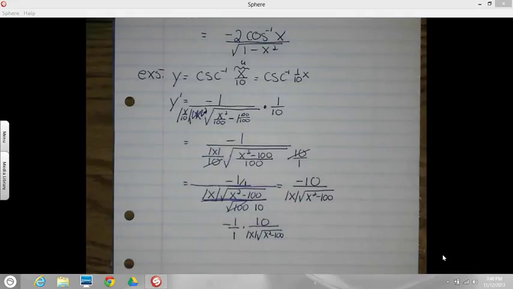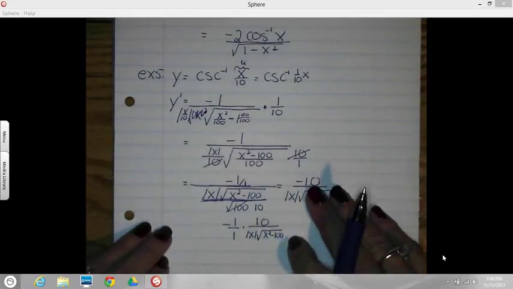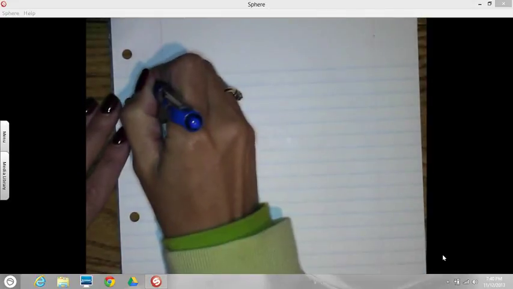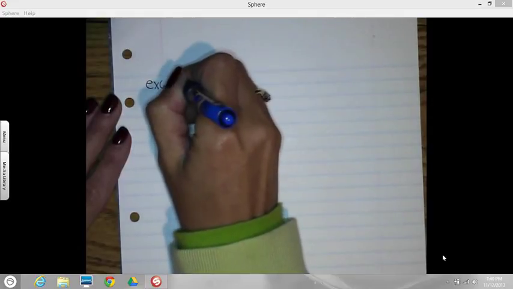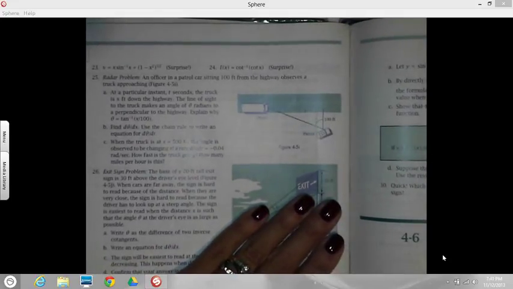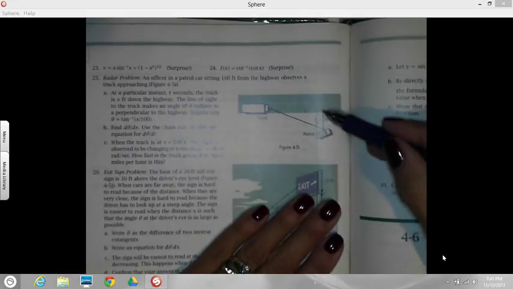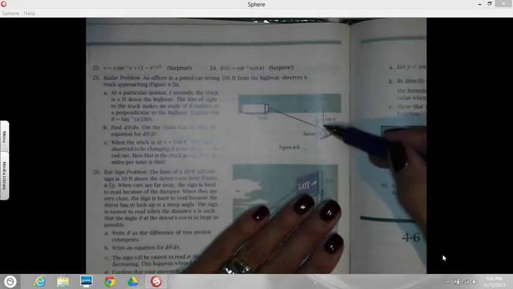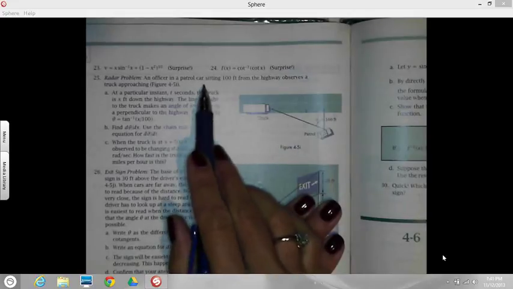Okay, last one's a story problem that I'll start for you when you finish in the homework. It is example 6, but it is number 25 in your book. And they give you a picture. I'll just refer to it real quick. You've got a patrol car sitting 100 feet from the perpendicular side of the highway. And he observes the truck approaching.